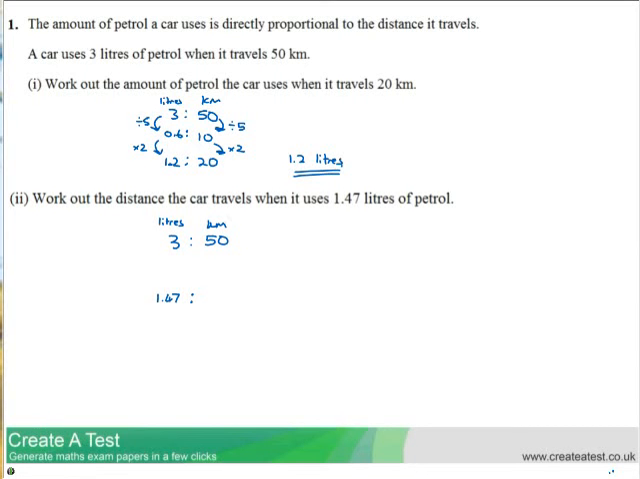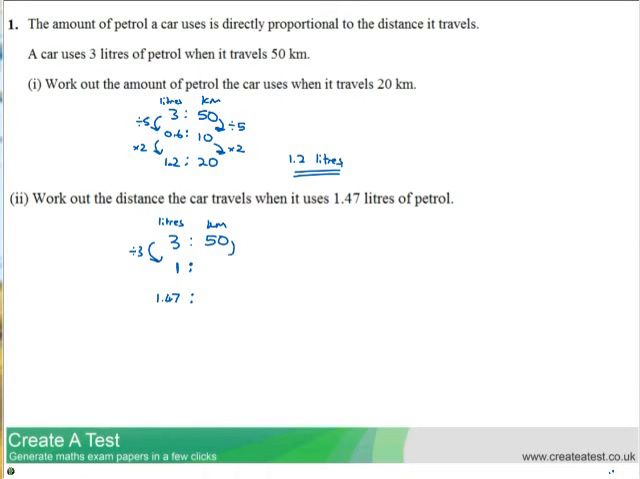Now, we're going to use a similar technique. In order to get to 1.47 litres, first of all I'm going to find out how far I'd go on 1 litre, and then I'm going to find out from that how far I'd go on 1.47 litres. So 3 litres to 1 litre, I have to divide by 3 to keep the ratios equivalent.